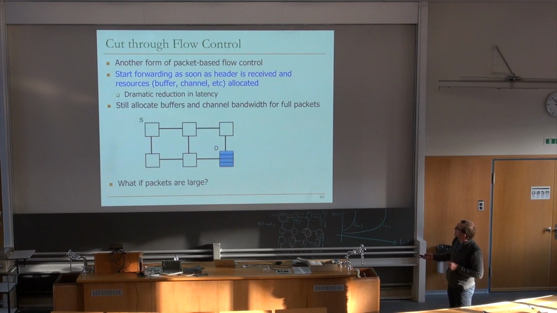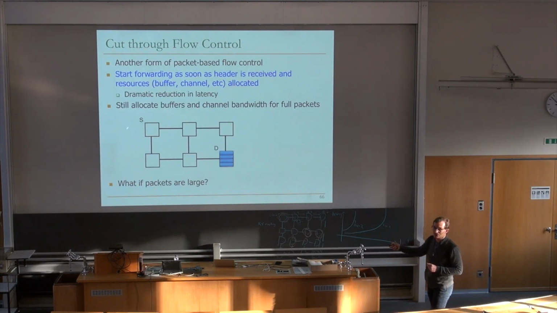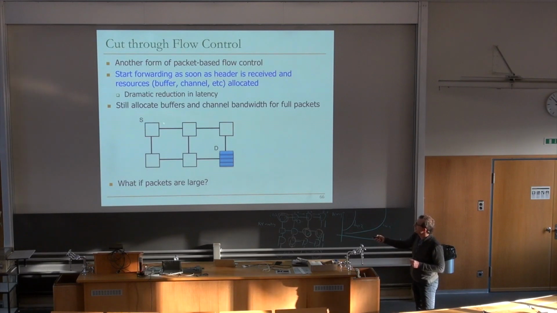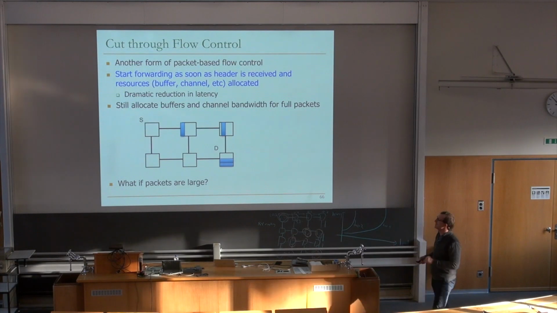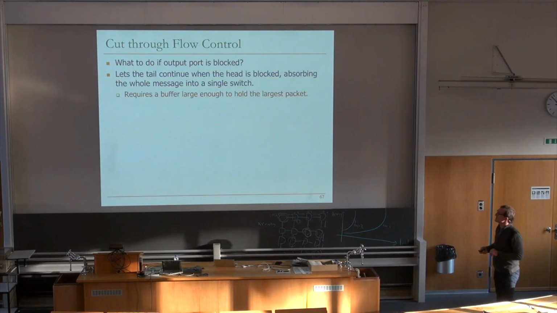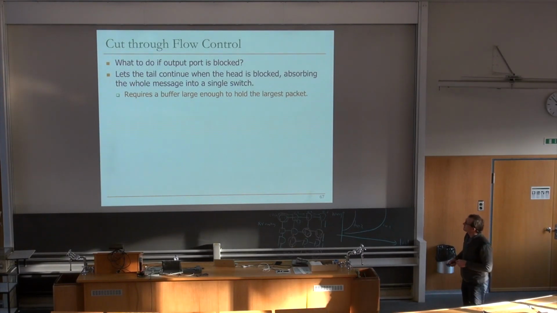But we still allocate buffers and channel bandwidth for full packets in this case, which means that you're really wasting resources. Even though you don't need it, for example at this point, you don't need allocation of the buffer for the entire packet over here, you still allocate for the entire packet. That's true here, that's true here. So it's wasting a lot of resources. So the key question is, can we do better? And we're going to do better in a little bit.